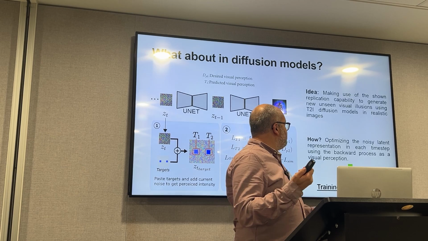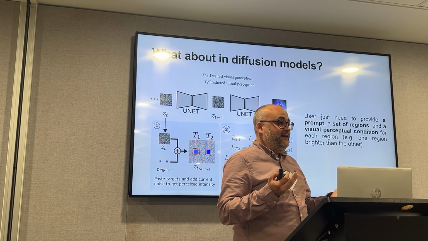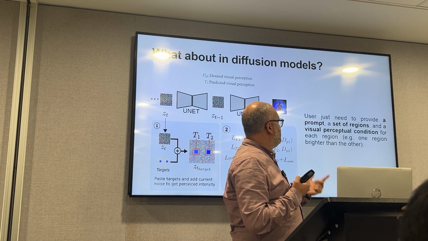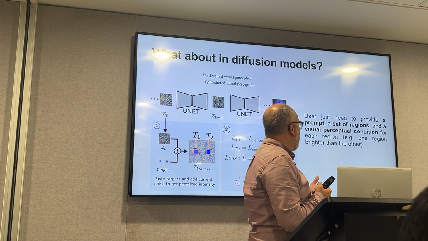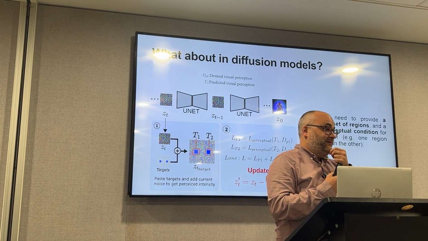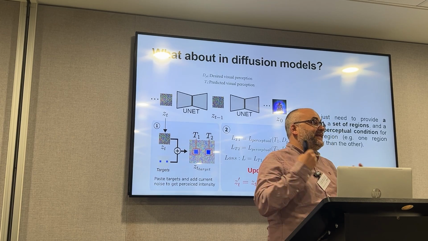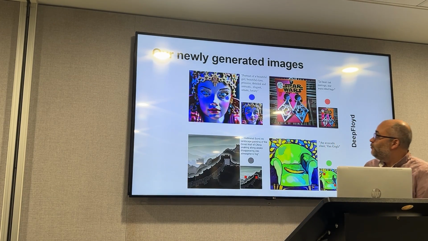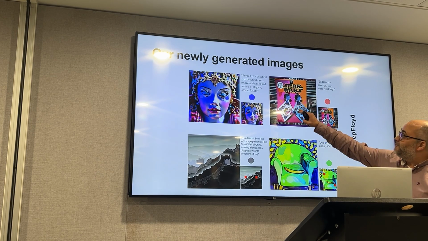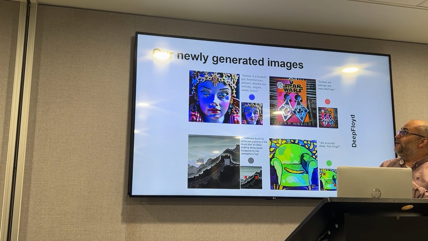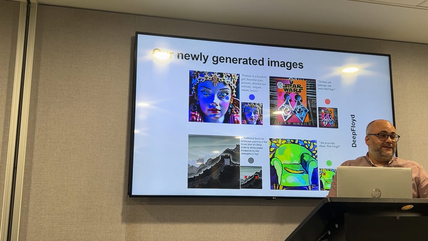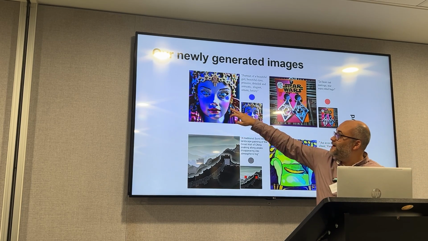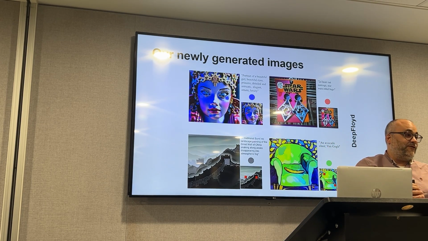So if we look at this, we can see that we just need to provide a prompt, a set of regions, and a visual perception condition for each region. That's all we need to give to create an image that generates a visual illusion. So for example, we can have things like this. We can ask for a portrait of a beautiful girl, beautiful eyes, princess, detailed and intricate, elegant, ornate, luxury. We want this color and we want a perception where on the left it's lighter than on the right.